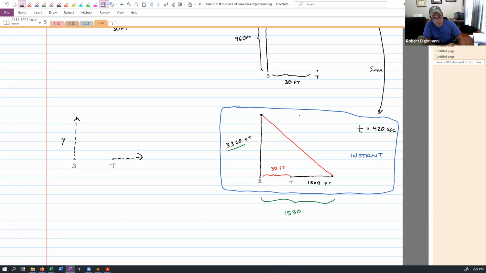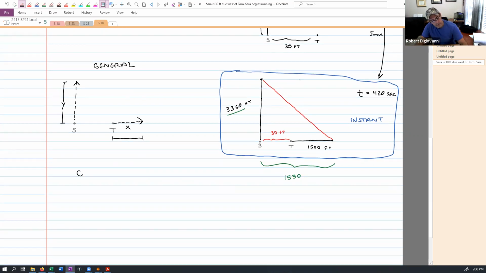Let's call this distance here X. So Y is the distance from here to here, and X is the distance from here to here. Those are variables throughout the problem, right? This is my general picture. Sarah's traveling north, so Y is changing. Tom's traveling east, so X is changing. If I draw it like that, then what's given to me?